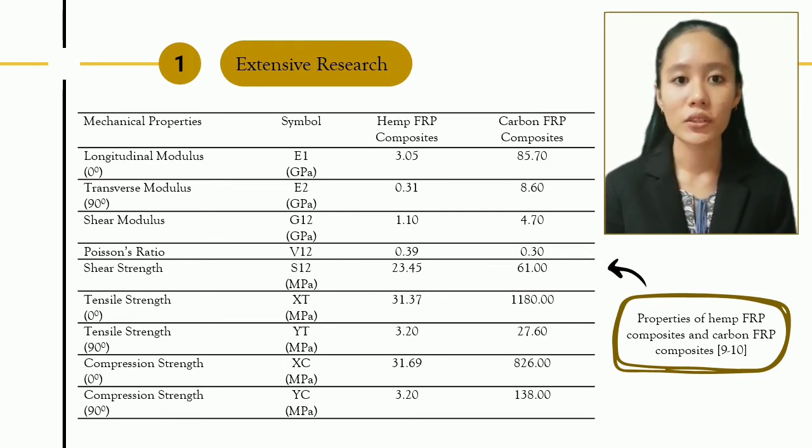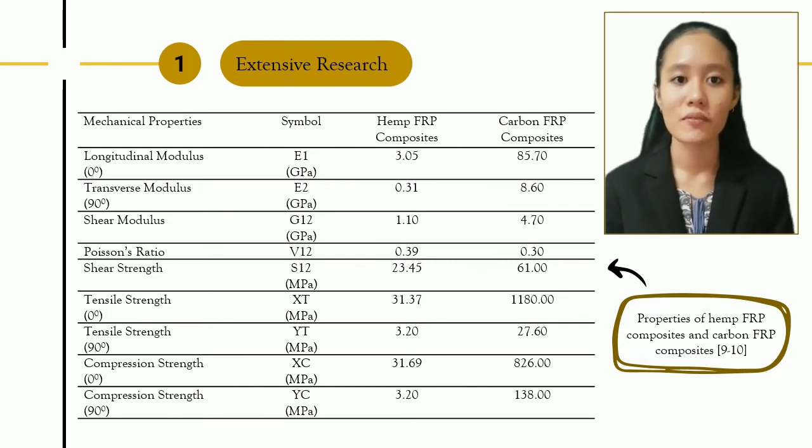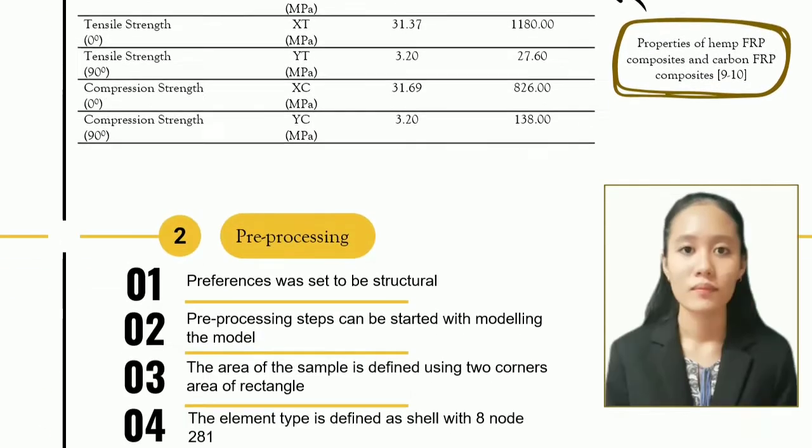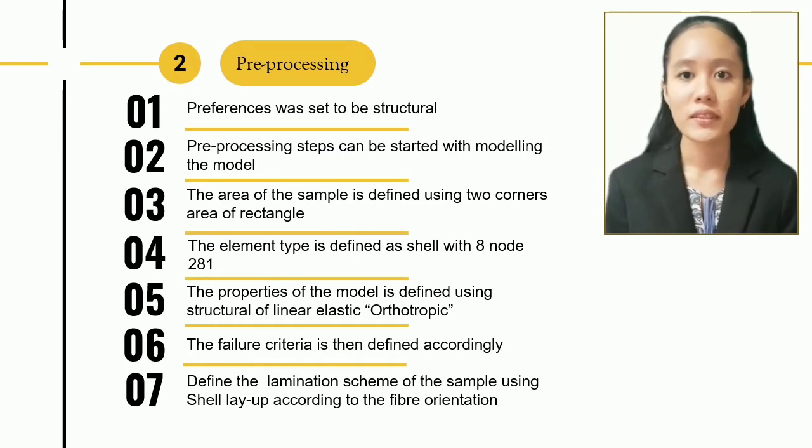The table shows the properties of the Hemp FRP composites and carbon FRP composites needed for the analysis via Ansys software. When using Ansys Mechanical APDL for analysis, preferences was set to be structural. Then pre-processing steps can be started with modeling the model. The area of the sample is defined using 2 corners area of rectangle.